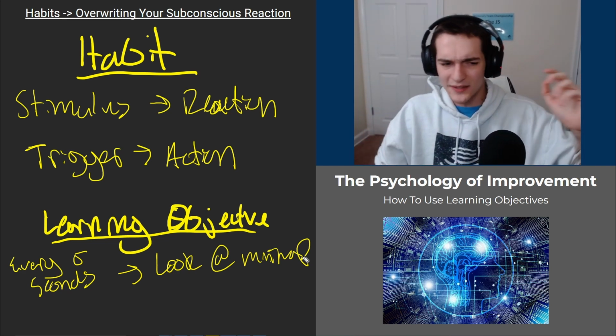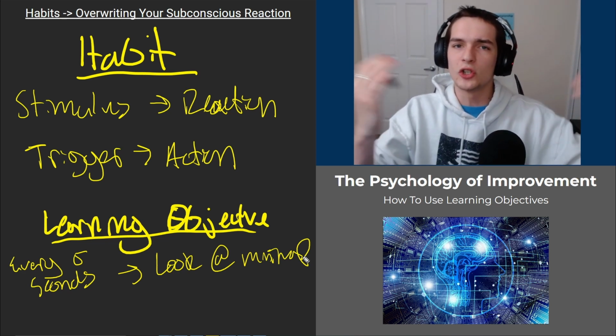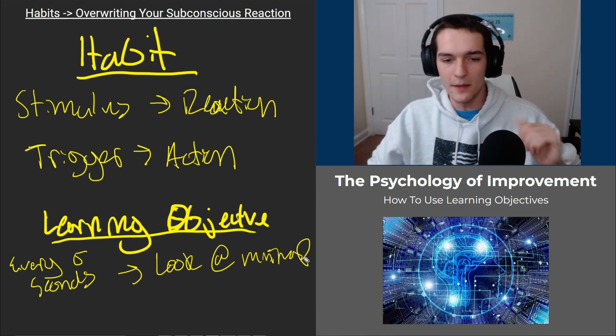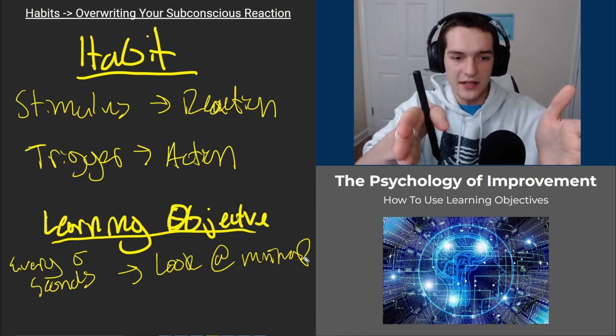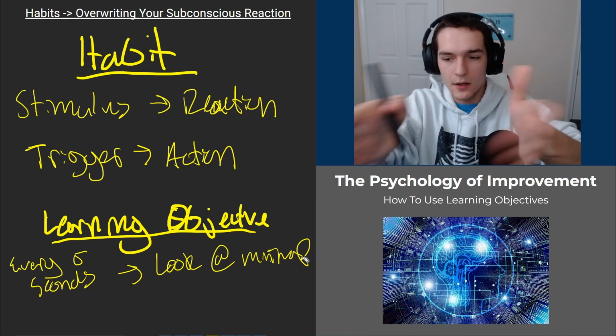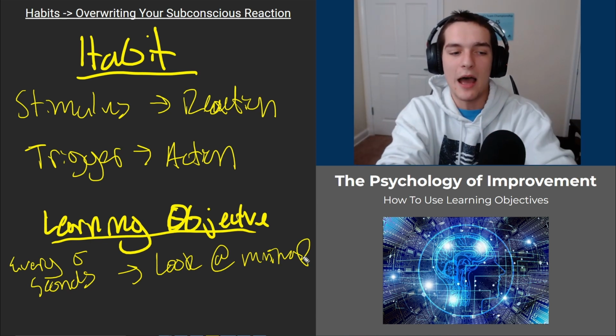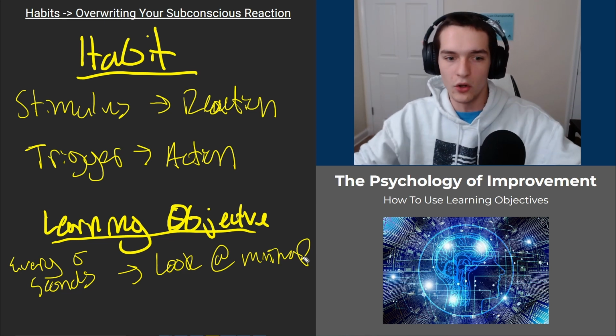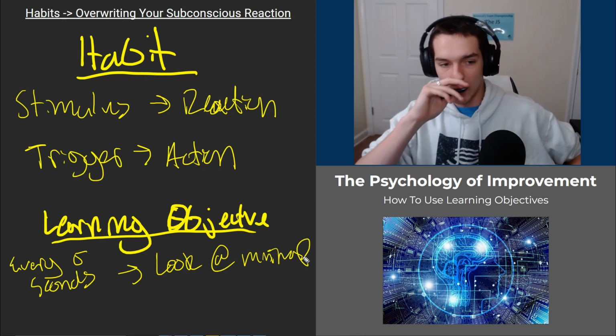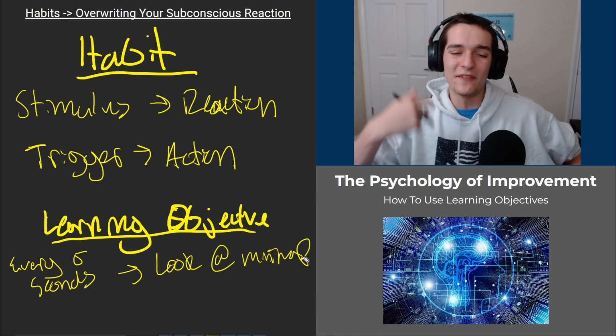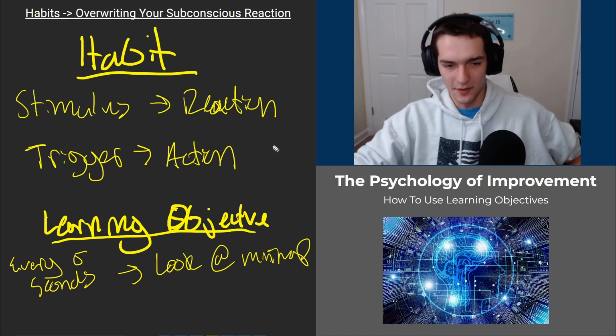The way that you can do this is with an interval timer. If you just look up a 5-second interval timer and you hear a beep every 5 seconds, you'll keep looking at the minimap. Over time, you'll look at the minimap without the beep because you know we need to look at our minimap all of the time. So that's another example of a good, clear, concise learning objective.